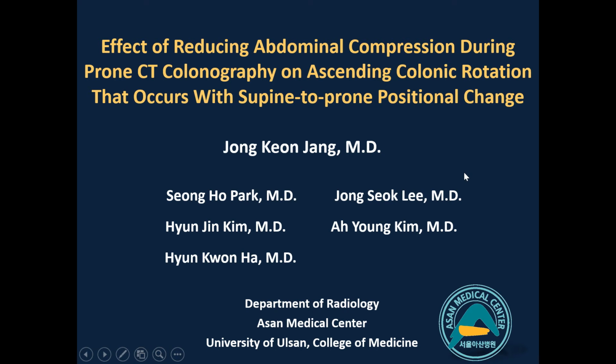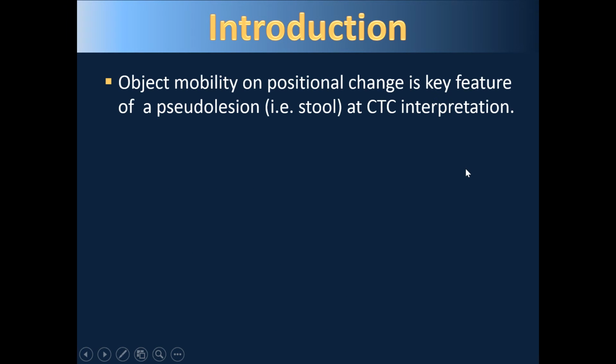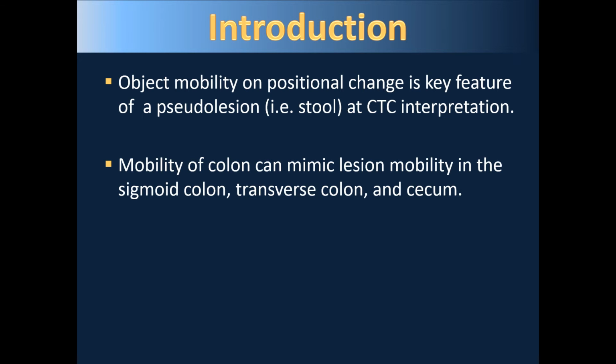Effect of reducing abdominal compression during prone CT colonography on ascending colon rotation that occurs due to supine-to-prone positional change. Object mobility and positional change is one of the key characteristics of a pseudo-lesion. Mobility of a colonic segment, not the lesion itself, can mimic lesion mobility, typically in the sigmoid colon, transverse colon, and cecum.